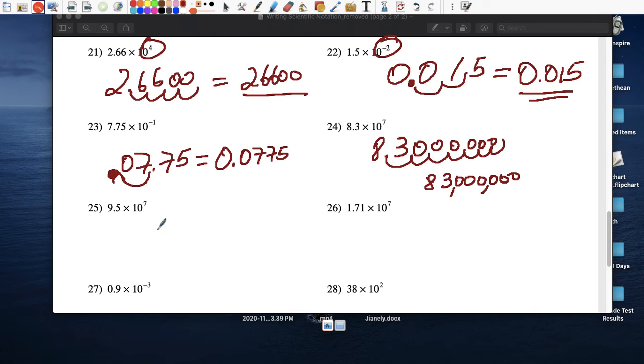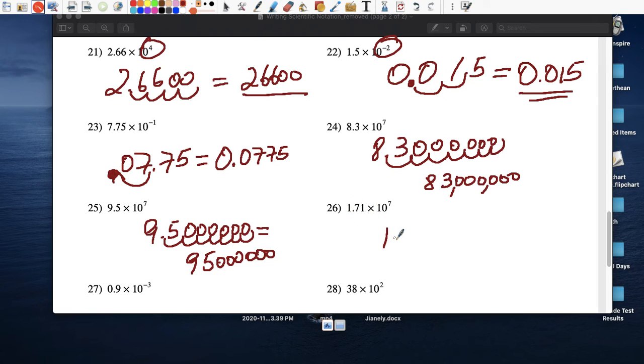9.5 times 10 to the 7th. Again, here's 9.5. Move it 7 spaces to the right. 2, 3, 4, 5, 6, 7. You add those zeros, and if we clean that up, we get 95 million.